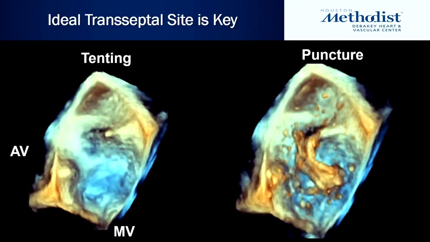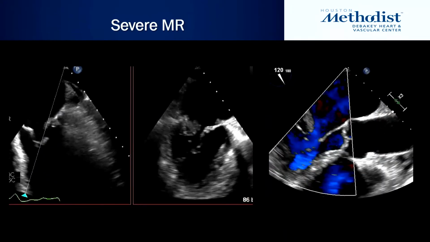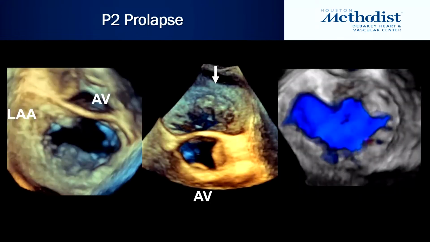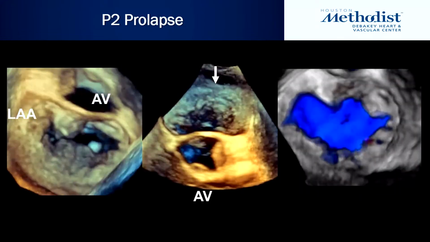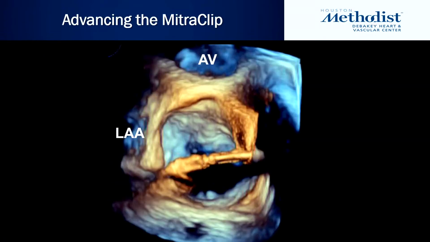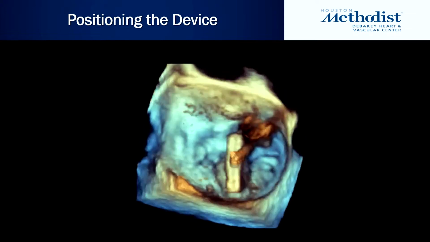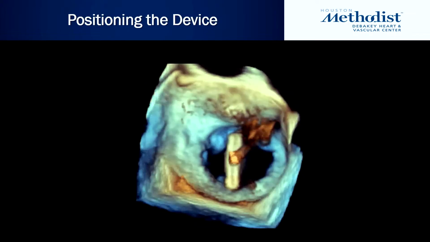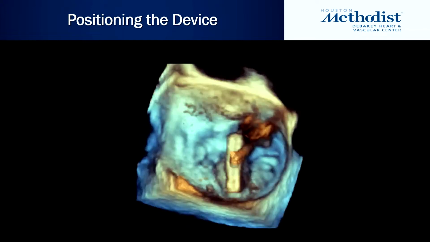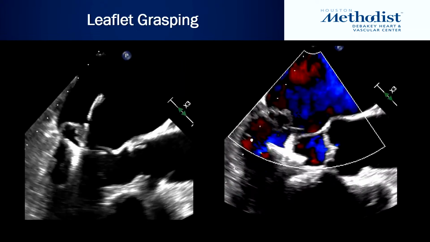You cross, we use 3D, but you can also use biplane if you have good images. You have a case of P2 flail. You see it by 3D imaging. You advance your guide catheter and your clip. Position the clip perpendicular to the line of coaptation. This is very important. So here, you're aiming at A2P2, so you want to make sure your clip is perpendicular to the line of coaptation at A2P2.